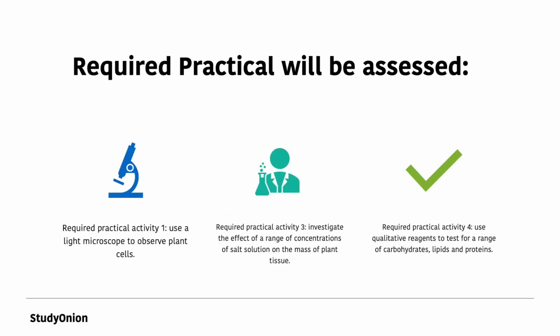The required practicals that will be assessed for Paper 1 are Required Practical Activity 1, using a light microscope to observe plant cells. Required Practical number 3, investigating the effect of a range of concentrations of salt solution on the mass of plant tissue. And Required Practical 4, which is the use of qualitative reagents to test for a range of carbohydrates, lipids, and proteins.